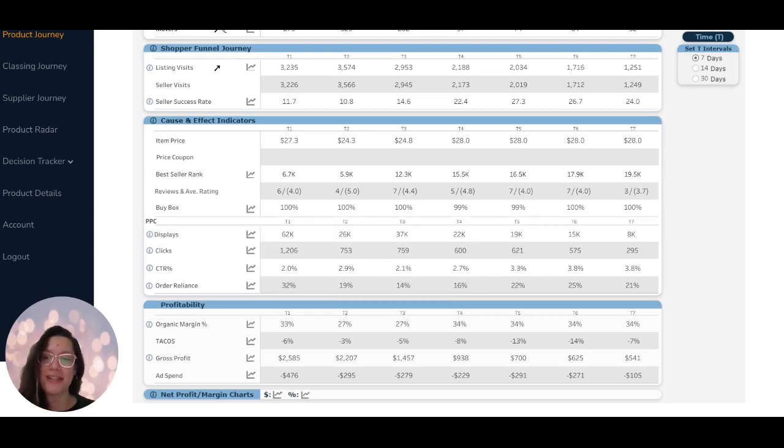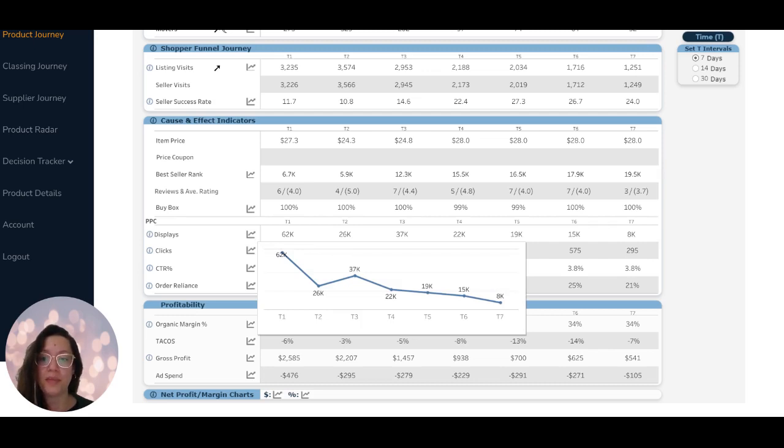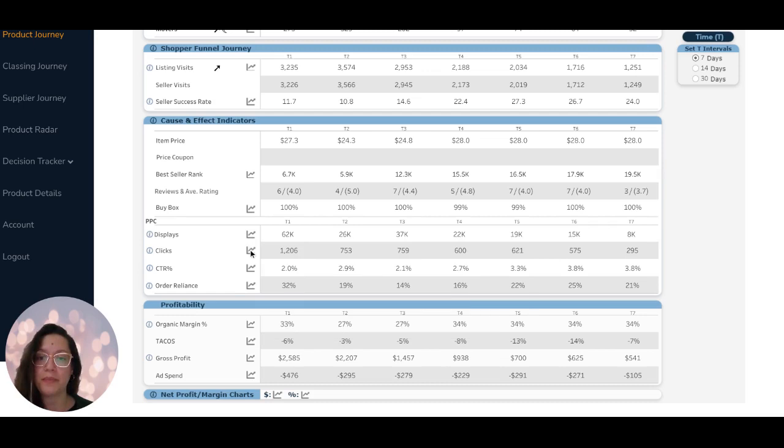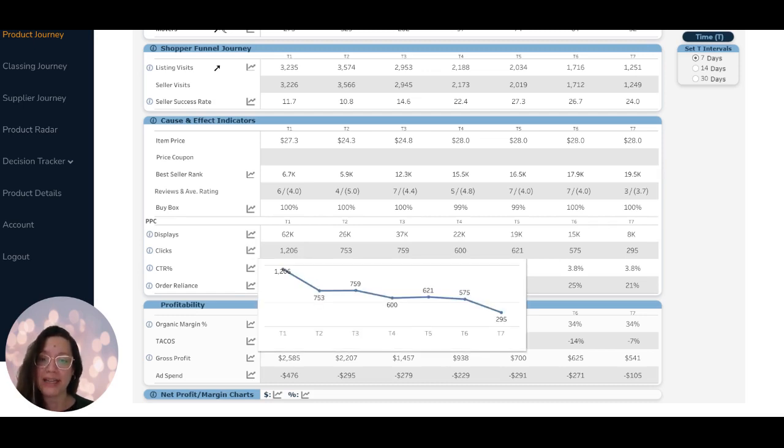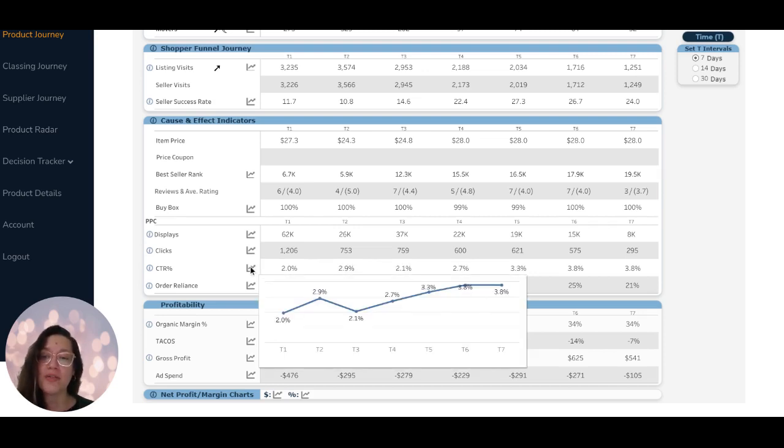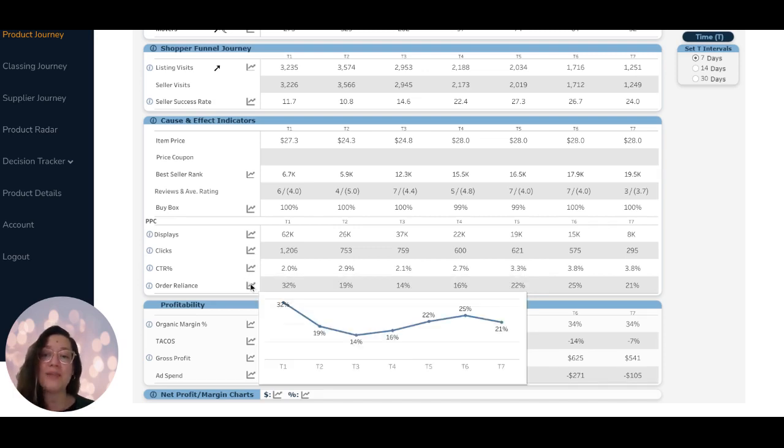Next, on cause and effect indicators, we have PPC. We have the display, also known as impressions on Amazon. We have clicks, the number of times people have clicked into the ad. Our click-through rate percentage, as well as order reliance. The order reliance indicates what percentage of all purchases have come through PPC.